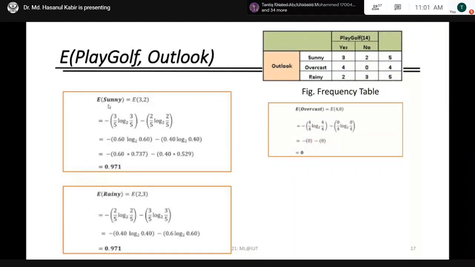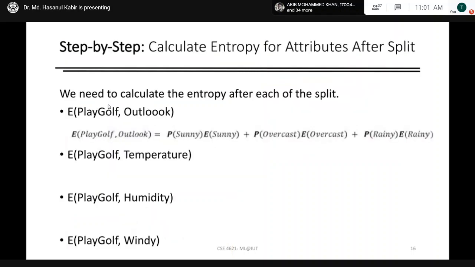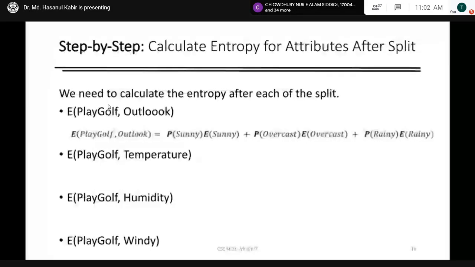Now the thing is that if I take the split with outlook, I want to see what is the entropy for taking the split following outlook. So you can see that this is going to be the equation. Listen very carefully. I want to calculate for the attribute outlook, if I want to take the split, the equation is equal to the probability of sunny times the entropy of sunny, plus the probability of overcast times the entropy of overcast, plus the probability of rainy times the entropy of rainy.